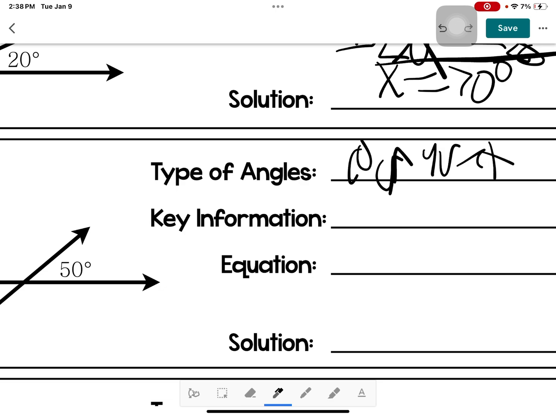It would be 2x plus 25. They're congruent. This is one angle, this is the other. So equals 50. That's it. Equals 50. So because they're the same value, you can set them equal, and then you can solve.